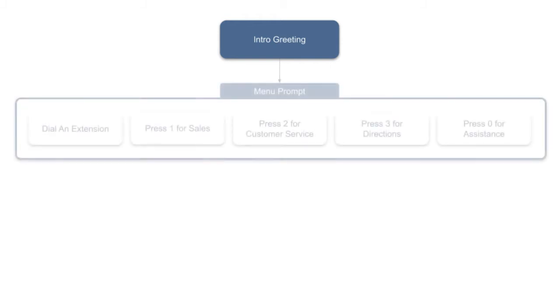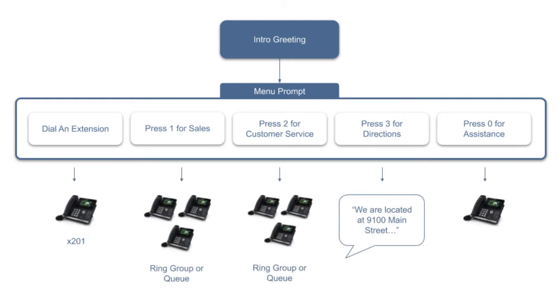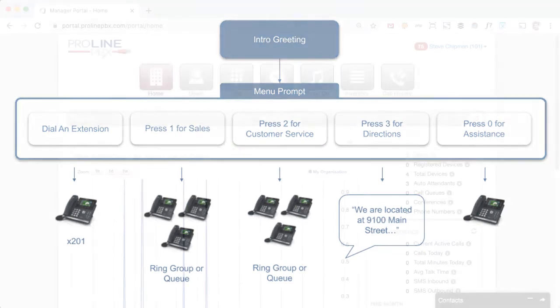When ProLinePBX's auto attendant is set to answer your business's incoming calls, a caller is presented with an intro greeting followed by a menu prompt. The menu prompt announces destinations and the associated key press or presses for getting to each destination. For example, pressing 2 could route to a ring group or to a queue of customer service staff.